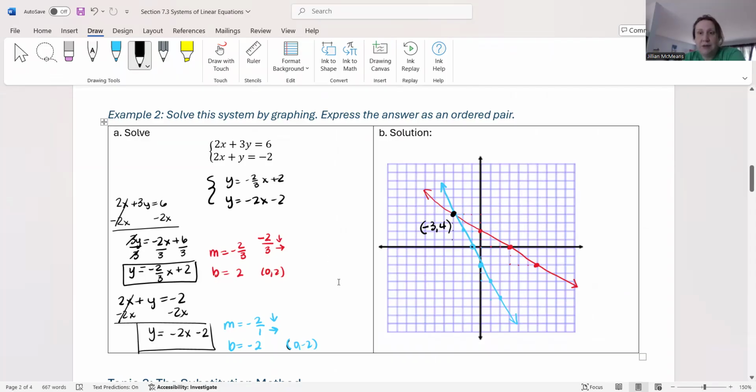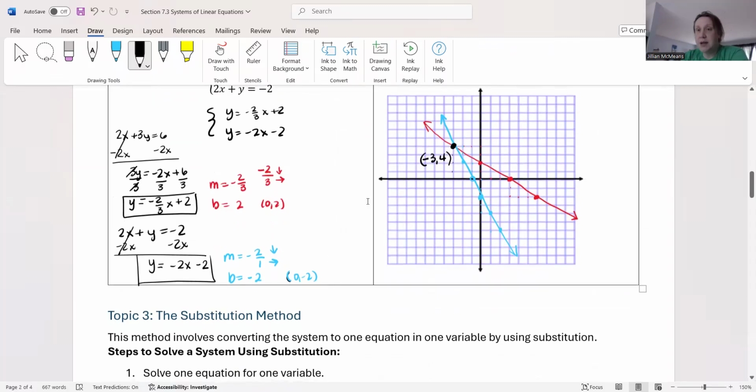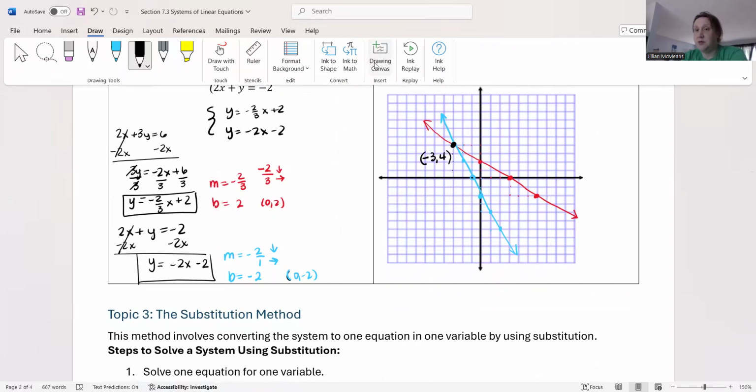All right. So graphing is a good way to check your answers when you do the algebraic methods. Okay. So in the next two videos, we will look at the algebraic methods for solving systems.